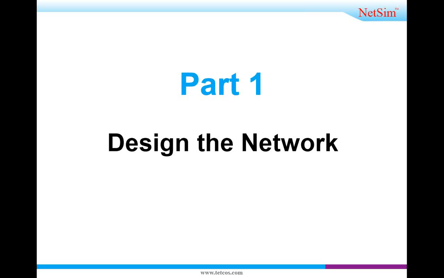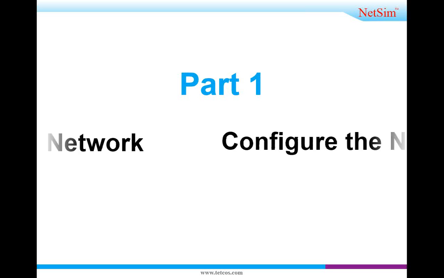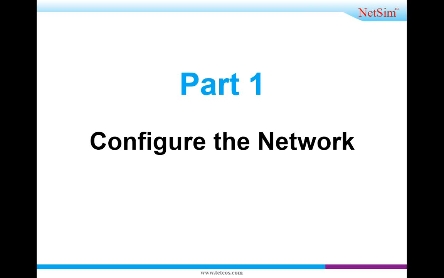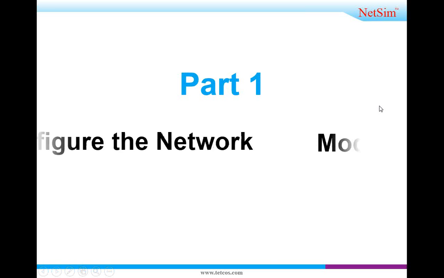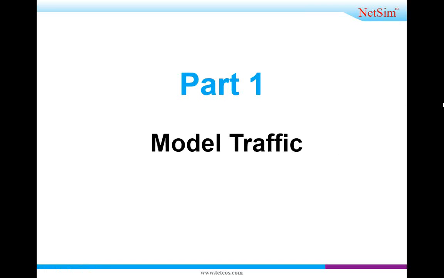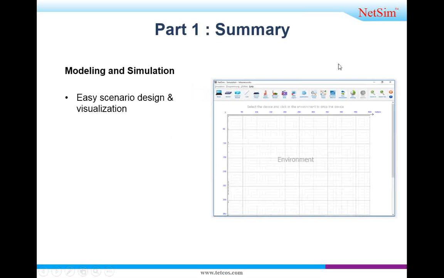Okay. Then here we can design our network through nodes and links given in the GUI. Then we can configure the network. We can configure the network by right clicking on any node and setting the parameters. And after that, we can model traffic on any node. Like I've told you, various kinds of traffic we can generate. Then simulate the network. Okay. After simulating, we'll get a summary.